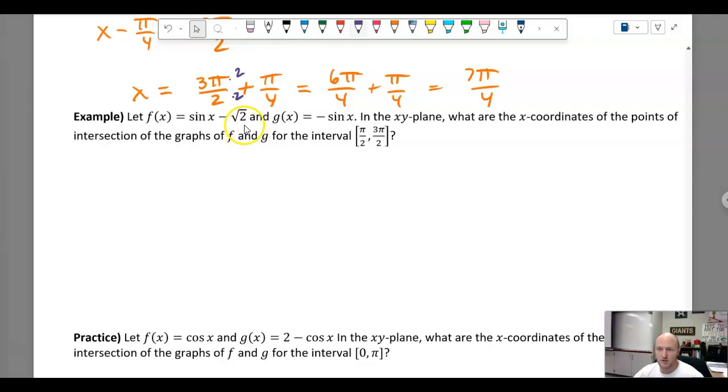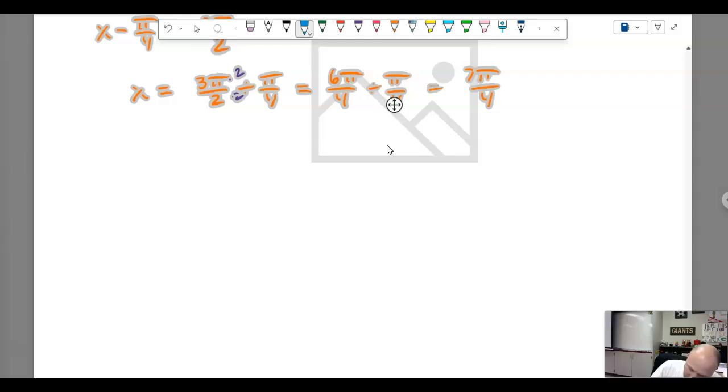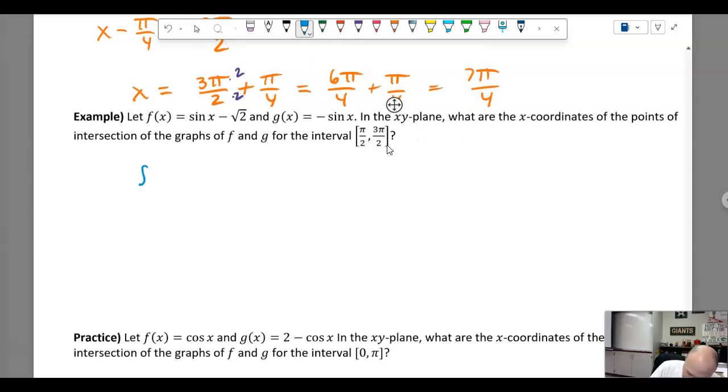Okay, last example that I have for you here says let f of x equal sine of x minus square root of 2 and g of x equal negative sine of x. In the xy plane, what are the x coordinates of the points of intersection of f and g on this interval pi halves to 3 pi halves? So the first thing I'm going to do is set up my problem here. I have sine of x minus the square root of 2, and this is equal to negative sine of x, right? f and g are equal, so I set the two functions equal. And now I'm going to go ahead and solve.